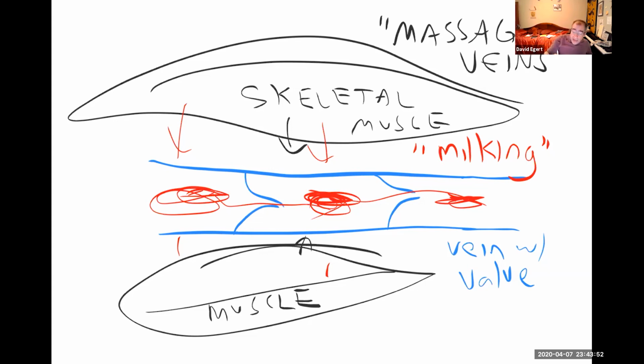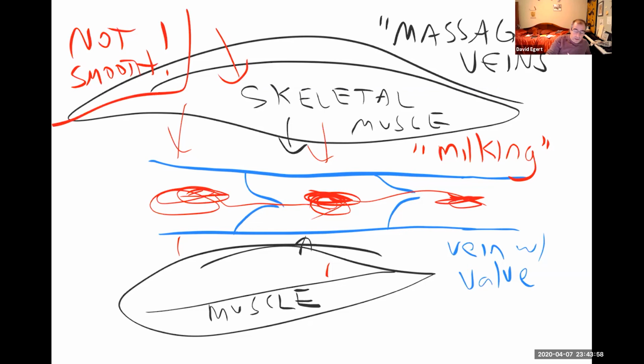So this is not smooth muscle. We know there is smooth muscle in the wall of the blood vessel, but that is purely about changing diameter for different reasons. It does not propel or drive the movement of blood. So it's the surrounding skeletal muscle that's doing this milking thing here.